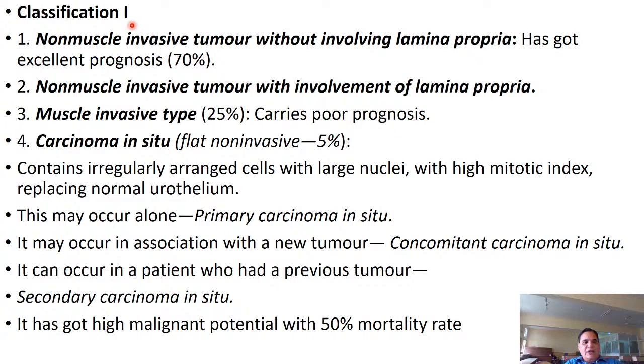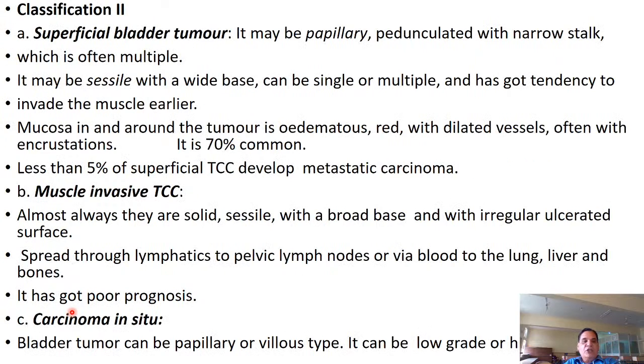So, different classifications. You can just hear this and forget. Classification 1: non-muscle invasive. Non-muscle, non-invasive, where there is involvement of lamina propria, or no involvement. Muscle invasive and carcinoma in situ, they are non-invasive. These are the different types and these are the pathological classification. But they have a malignant potential. If occurring alone, primary carcinoma in situ unfortunately has a high mortality rate, potentially malignant, which is secondary carcinoma in situ. This is regarding carcinoma in situ.